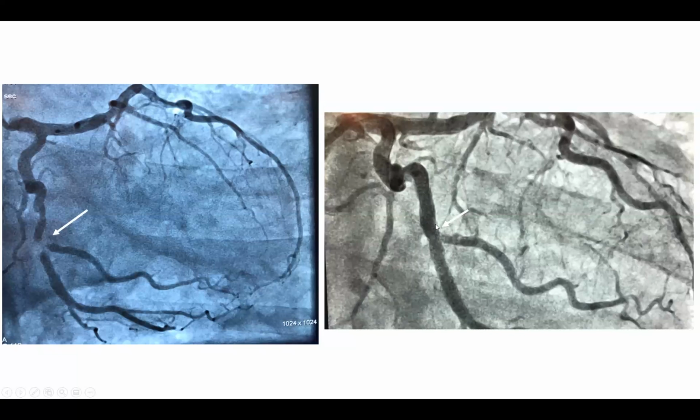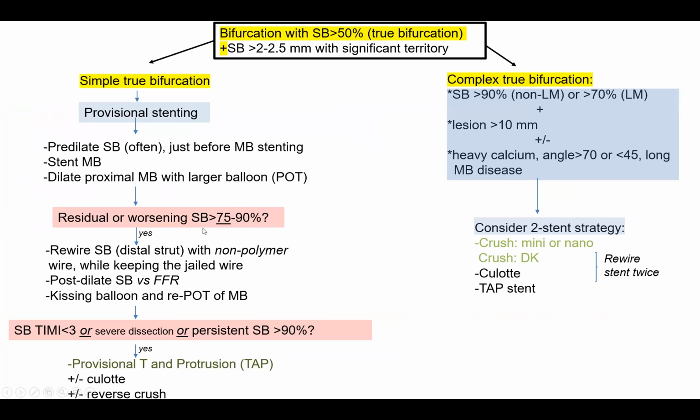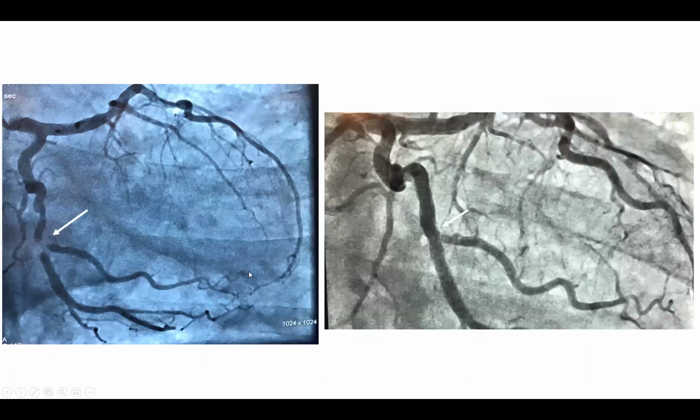And as you're trying to rewire, you're not just going to have issues crossing and not going behind the struts. You're going to have the issue of wire wrap. You're going to wrap your wire with the wire that's already in the main branch. So you're going to have problems here with rewiring. So take into account how difficult this is when you're choosing a two-stent strategy, but also when you're choosing what cutoff to use for your provisional, okay?